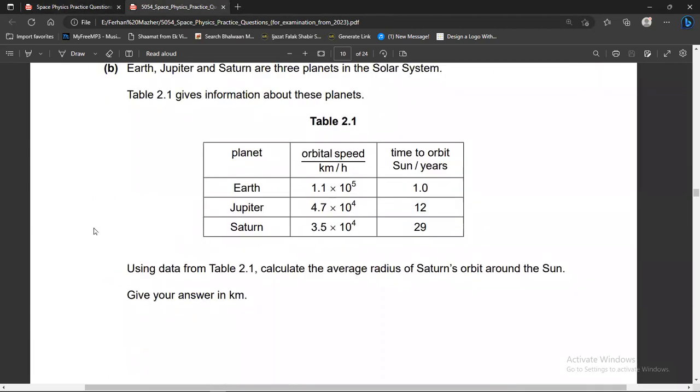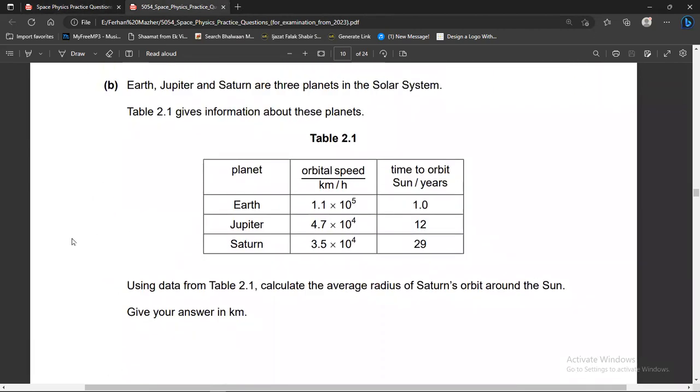Question number 2 is B part. It says Earth, Jupiter, and Saturn are 3 planets in the solar system. The table 2.1 gives information about these planets. Earth's orbital speed is 1.1 times 10^5 kilometers per hour, and the time for the orbit around the sun is 1 year. Jupiter's orbital speed is 4.7 times 10^4 kilometers per hour, and it takes 12 years to complete its orbit. Saturn's orbital speed is 3.5 times 10^4 kilometers per hour, and it takes 29 years to orbit the sun.